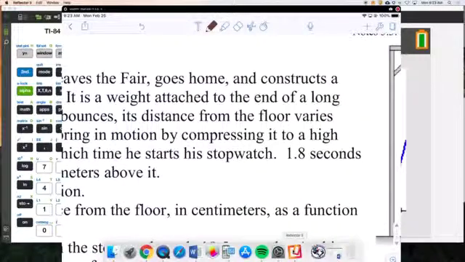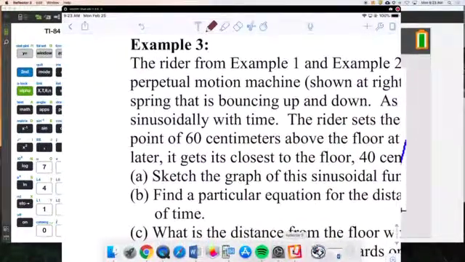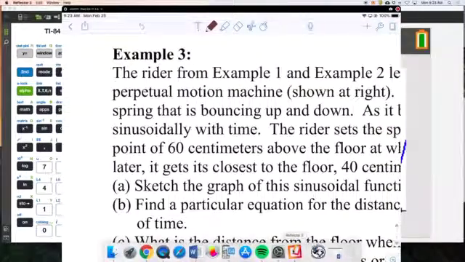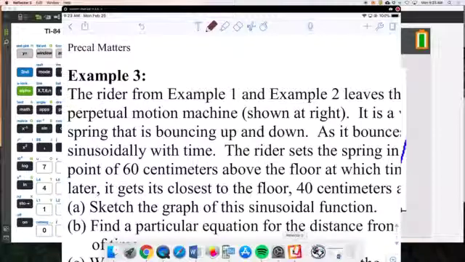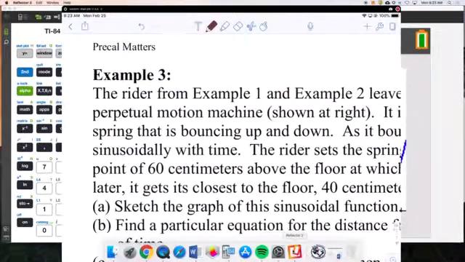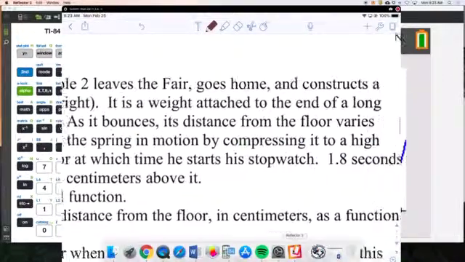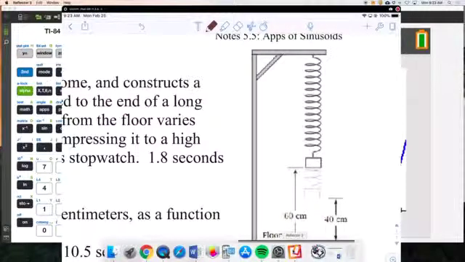He doesn't go to sleep. No, he constructs a perpetual motion machine. Dude, how did he do that? I know, perpetual motion. I don't know how he did it. He didn't give the instructions, but it says shown at right. This is what he built.